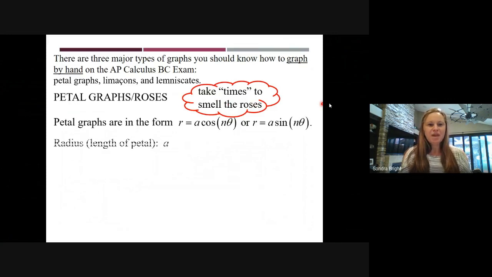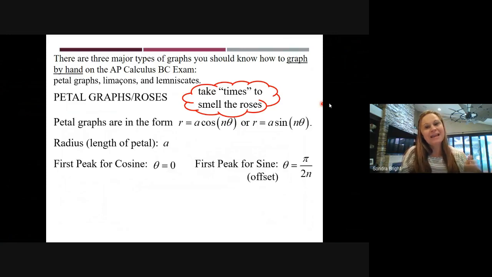All right, so how are you going to graph it? The radius is going to be the length of each of the petals, and that'll be a. If you have a cosine graph, then the first peak or petal will be at theta equals 0, which is your positive x-axis. The first peak for sine depends on what that n is. If it's a sine graph, the very first peak will be at pi over 2 times n, depending on whatever n is there. To remember it, you can think of pi for 2 people.